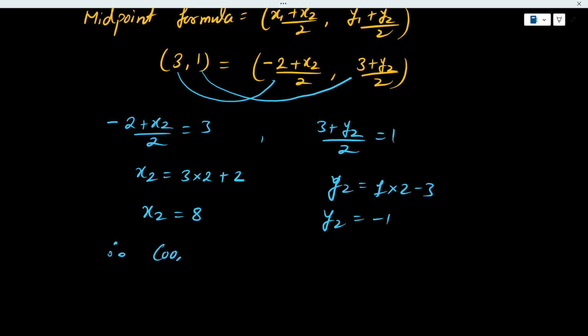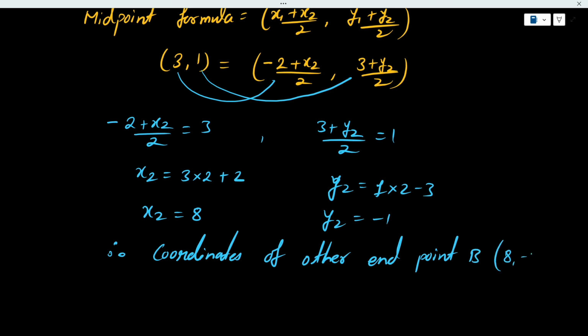So here you have to conclude your answer. Coordinates of the other endpoint, which I have taken in this figure as B, is 8 comma minus 1. Always write down the x coordinate first and then the y coordinate. So these are the type of questions.